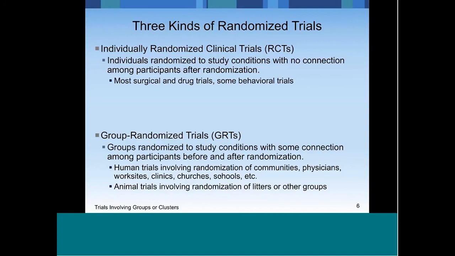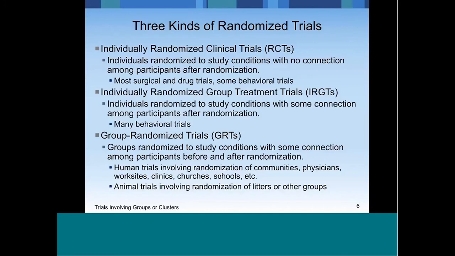At the other end of the spectrum from the individually randomized clinical trial is the group randomized trial. Now we're randomly assigning groups rather than individuals to study conditions, and we expect that the members of those groups have some connection before we ever show up to do the study. The connections continue during the study and even after the study. Examples are human trials involving randomization of communities or physicians or work sites, but we also find these kinds of trials in animal studies, where perhaps we're randomly assigning litters of rats or mice or other groups to study conditions.